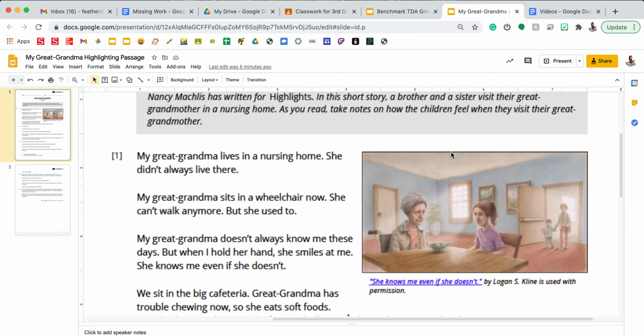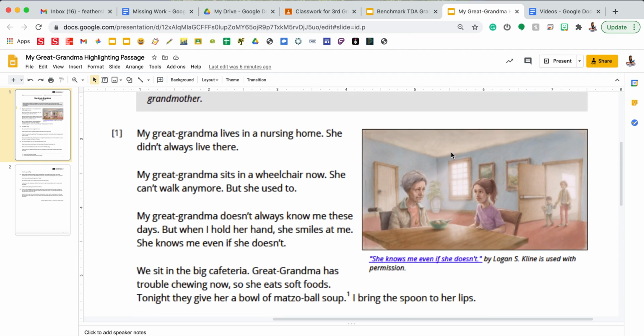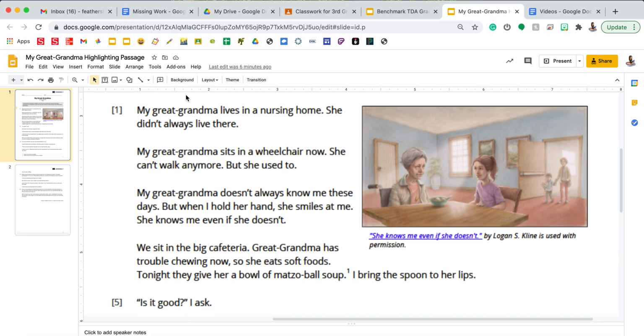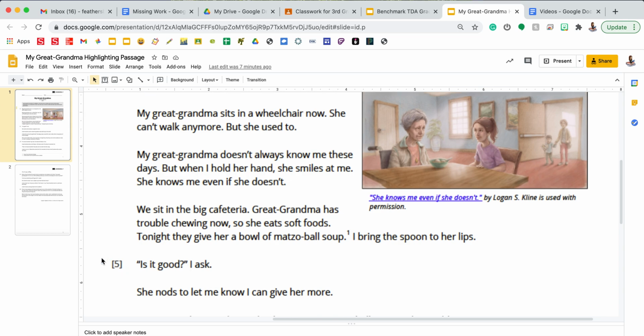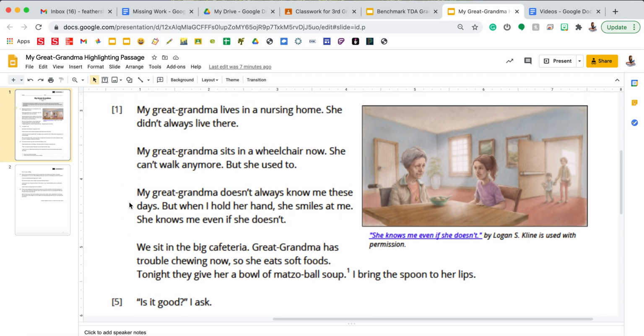Before we start reading, there's a few things I would like to point out to you. The first thing is the numbers in the margin. These numbers are the paragraph numbers. So if I ask you to look back at a certain paragraph, they are numbered by every 5 so that you can find them easier.